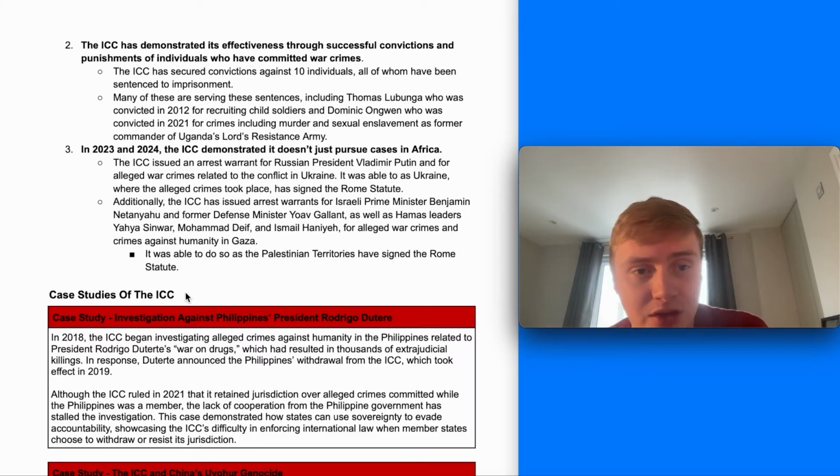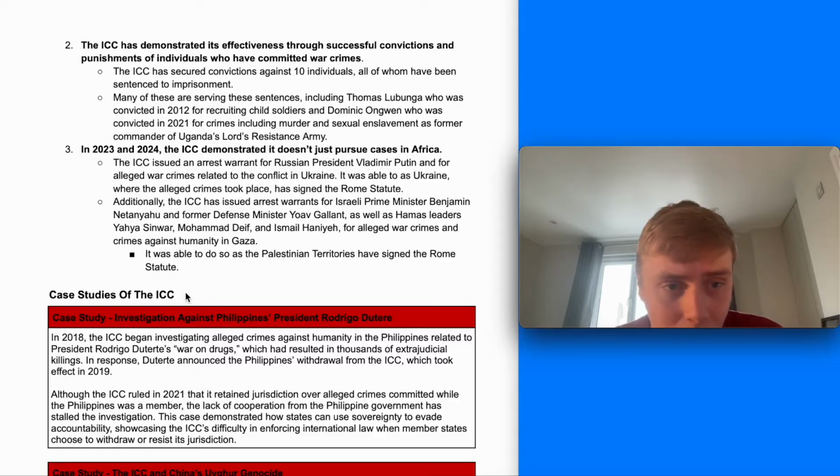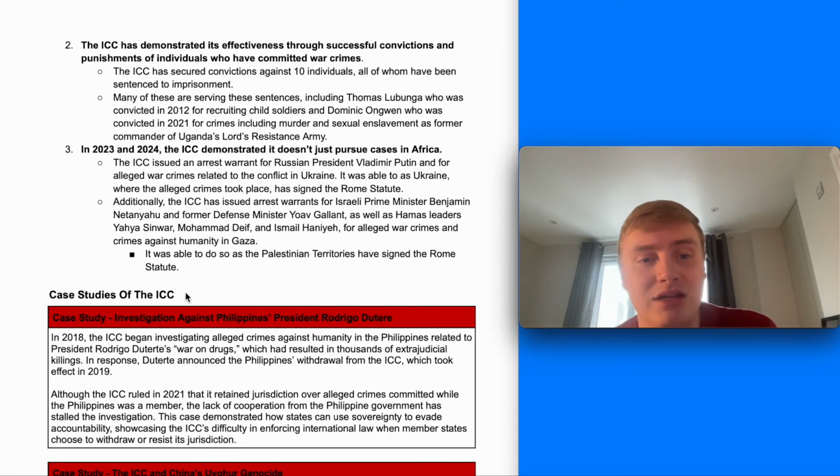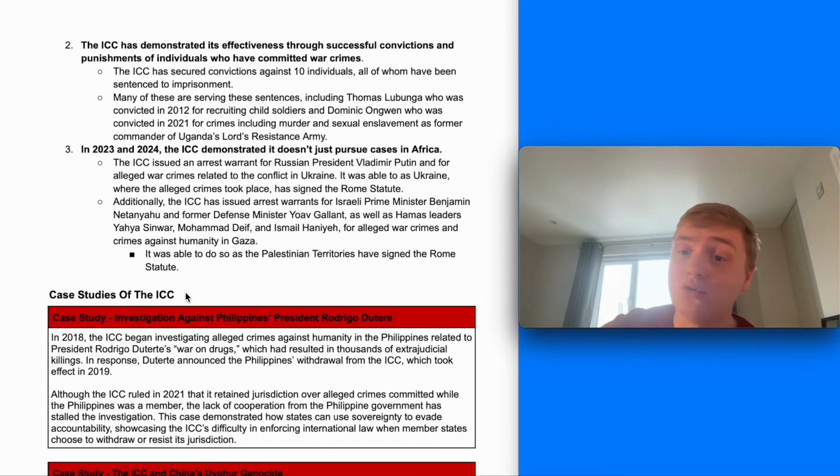Additionally, it's issued arrest warrants for Israeli Prime Minister Benjamin Netanyahu and former Defense Minister Yoav Gallant, as well as Hamas leaders Yahya Sinwar, who's now been killed, Mohammed Deif, and Ismail Haniyeh for alleged war crimes and crimes against humanity in Gaza. And it was able to do so again as Palestine is a territory that signed the Rome Statute, even if Israel hasn't. So yeah, there's some arguments on either side.